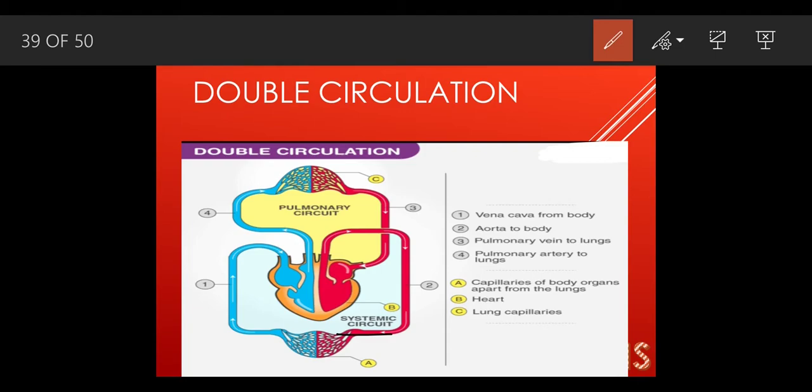So this occurs simultaneously. What do you mean by that? Together. So blood flows twice through the heart before it completes one full round. That is the pulmonary circulation and the systemic circulation, and together they are called double circulation. The pulmonary circulation is from the lungs, and systemic means from the body parts.